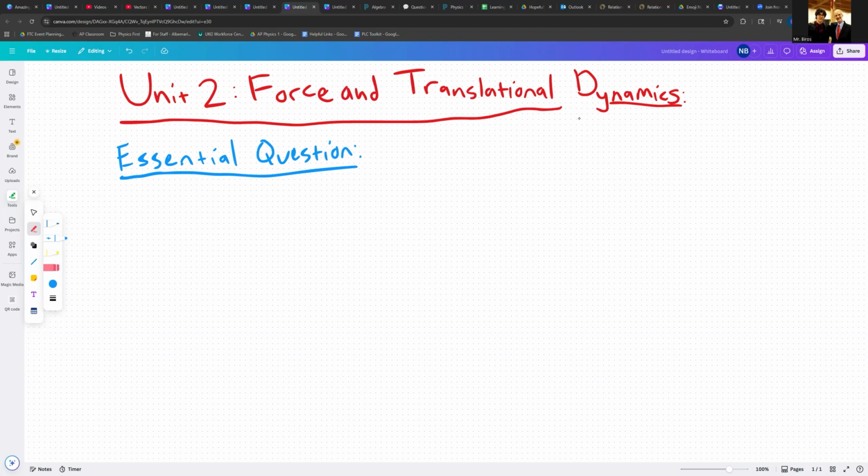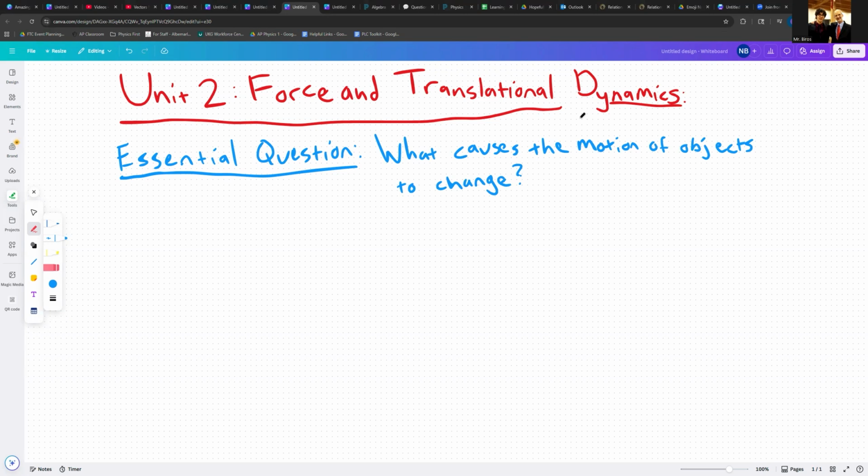So, the essential question is: what causes the motion of objects to change? Because we established what motion is in Unit 1. We understand that things move, they change their position, and that's a purely kinematics understanding. But once we got to acceleration, we saw that the motion of objects can change. They can speed up, slow down, they can change direction. And what causes that change is what we're going to be getting at now.